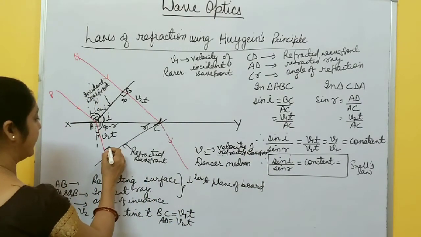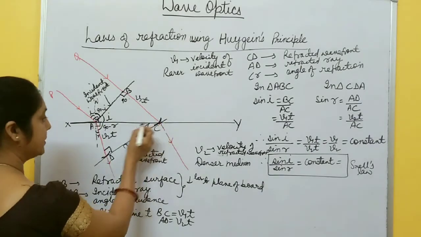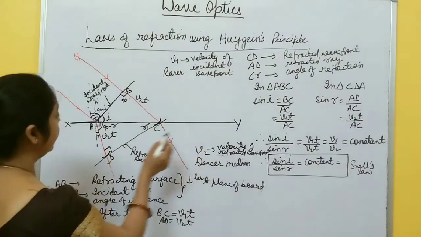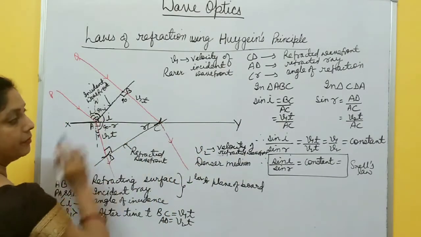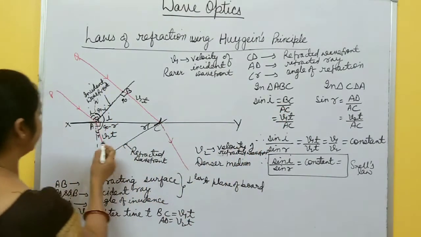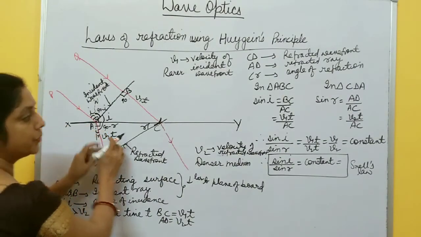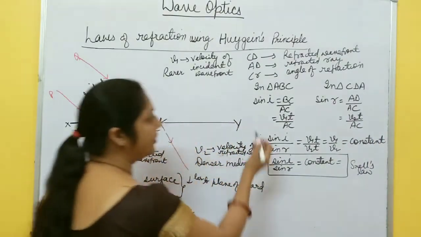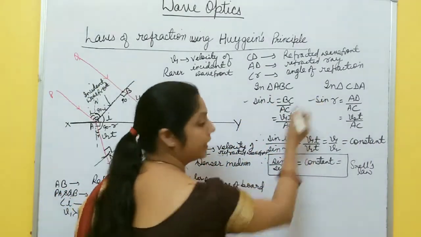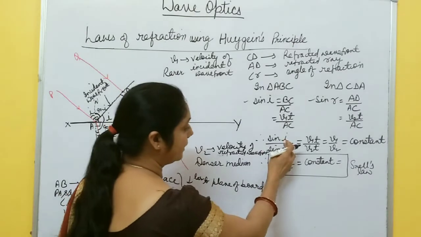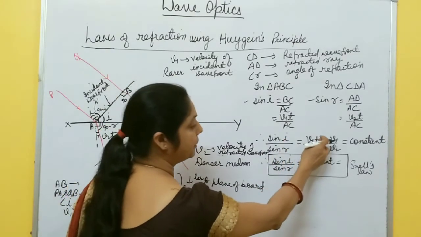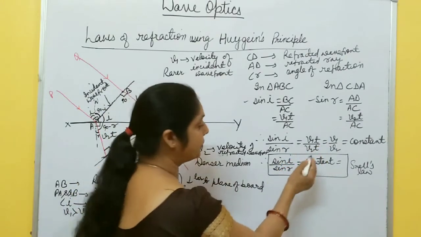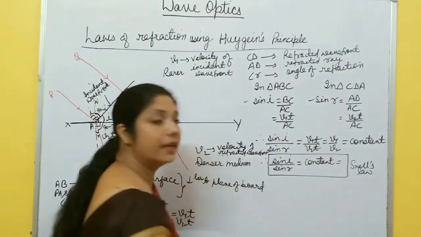Again, you take triangle ADC. Here this angle is 90 degrees. So this one is the hypotenuse and this one is the perpendicular. So sin R becomes AD by AC, and AD here is v2t, so sin R is v2t by AC. Now you divide these two equations, sin I and sin R. Then you get sin I by sin R equal to v1t by v2t. AC cancels, t cancels, and you get v1 by v2.